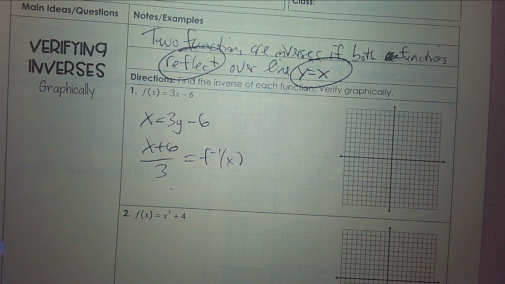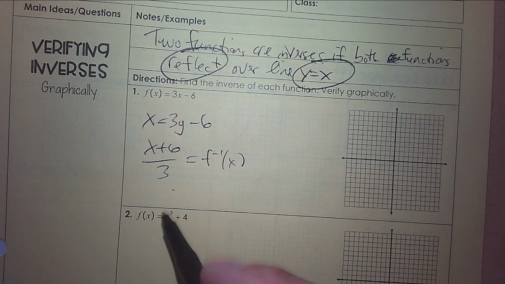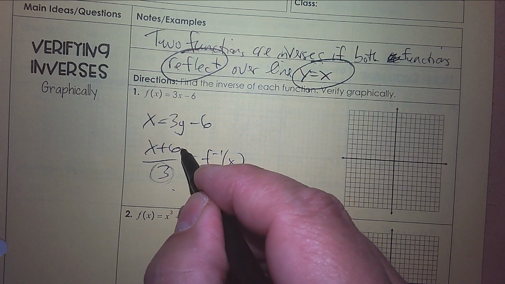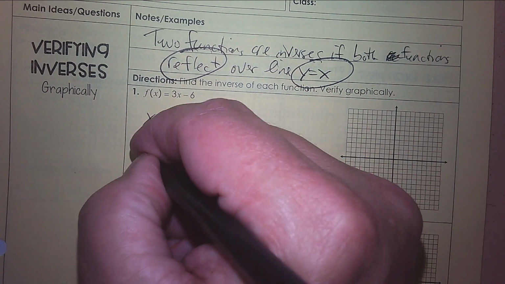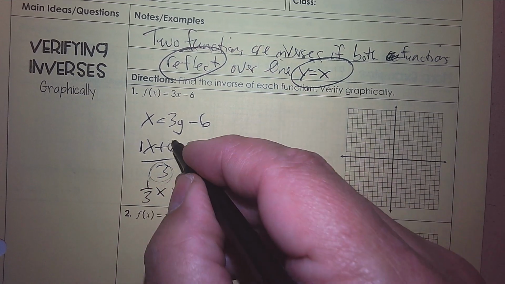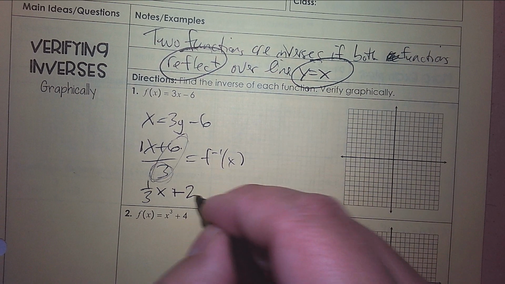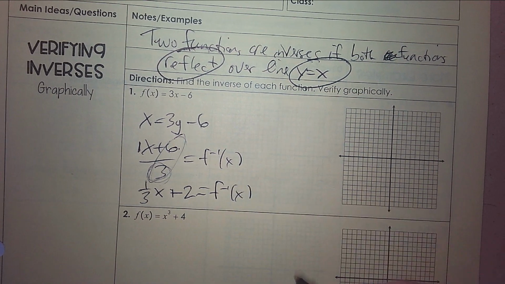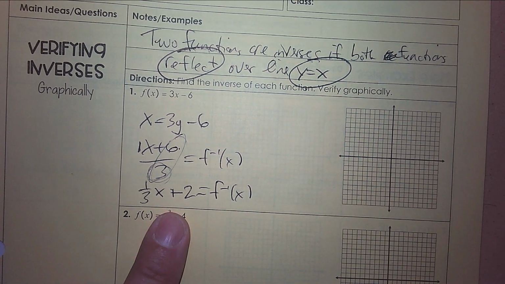Now, I want to graph this. So to graph it, that 3 belongs to both. So do you see a 1 with the x? That's really 1/3 x plus, and what's 6 divided by 3? And the only reason I'm writing it, because I want to graph it. Isn't that easier to graph mx plus b?